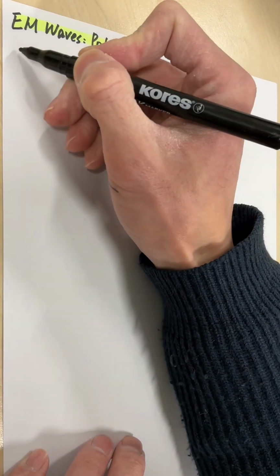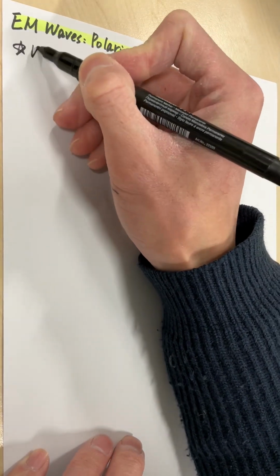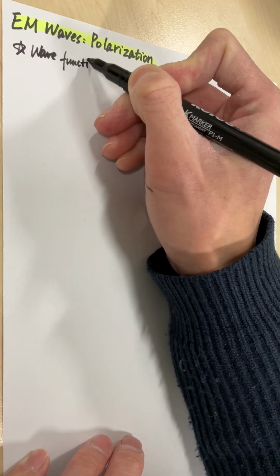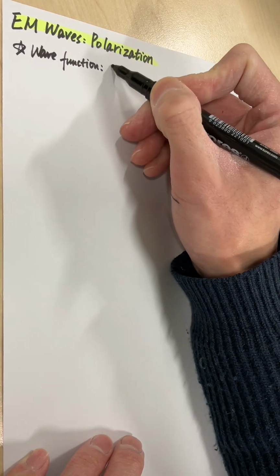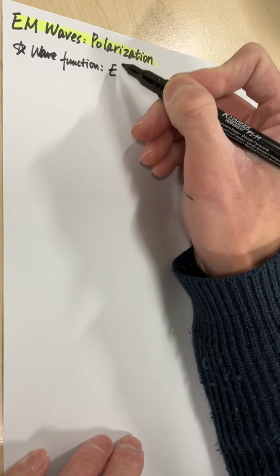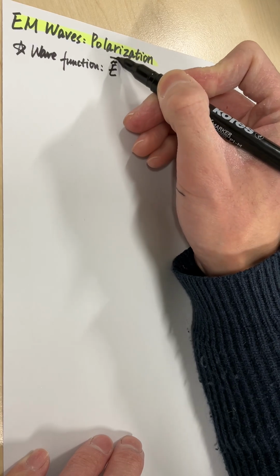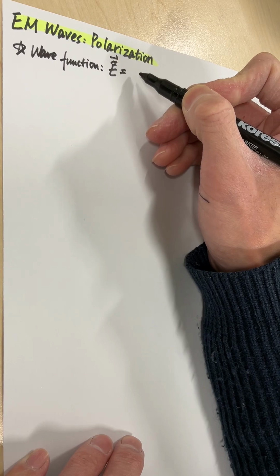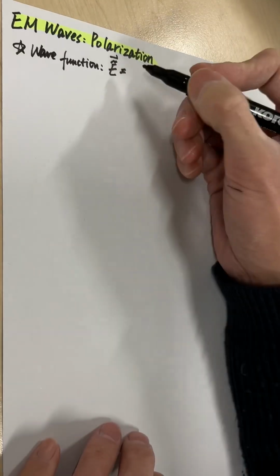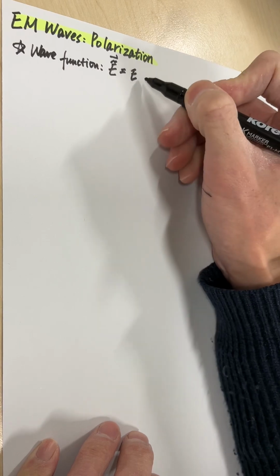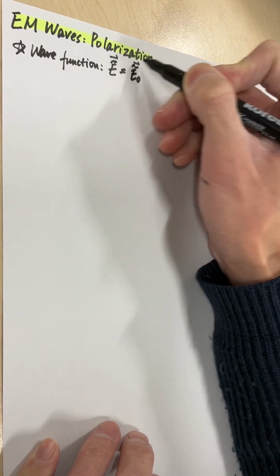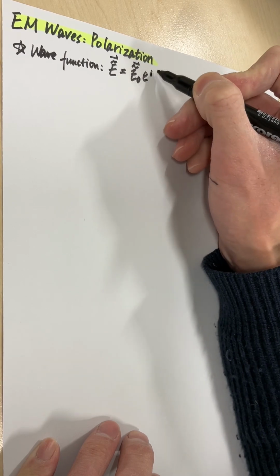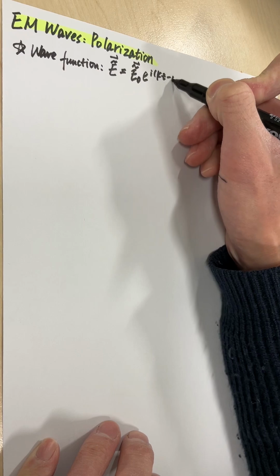So first of all, we have the wave function, which is for the E field. So complex valued vector equals to E0. So this is a polarization. And then we have the wave propagation function e^(i(kappa z minus omega t)).